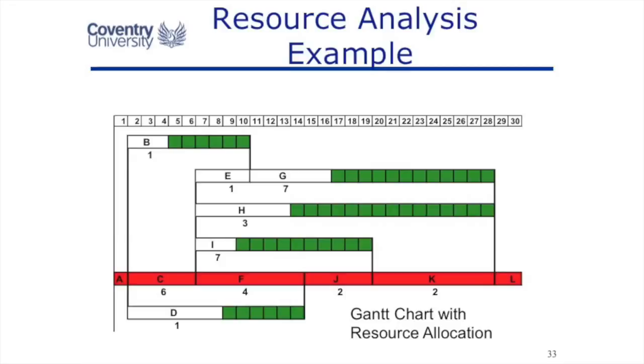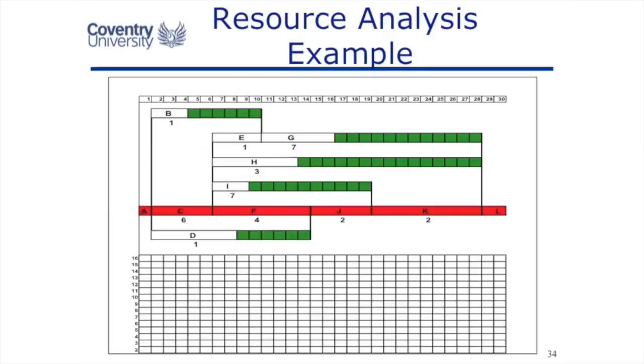Now here I'm allocating the resources. On this project, there's only one resource I'm interested in. Let's call them engineers. So I'm putting a number underneath the task. For instance, task B needs 1 engineer, task C needs 6 engineers, task D needs 1 engineer. And tasks A and L have no resources on them. Maybe they're done by the management staff or a different resource. You'd have to prepare a resource graph for each type of resource separately.